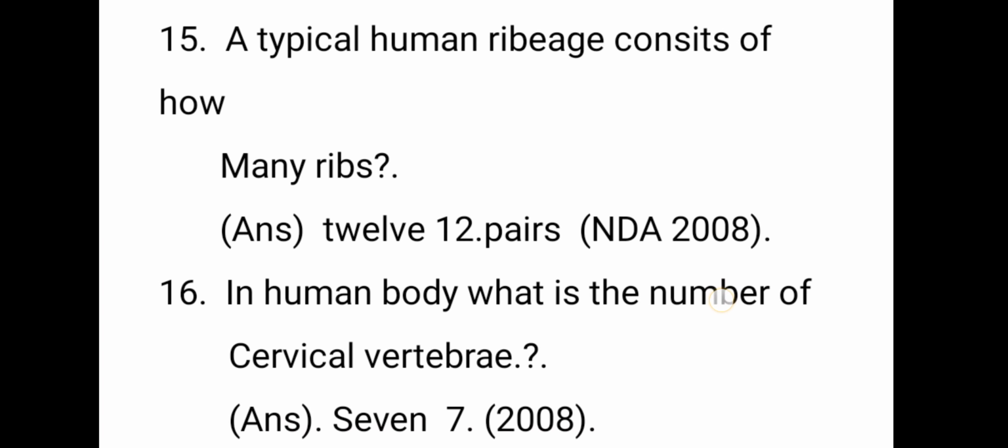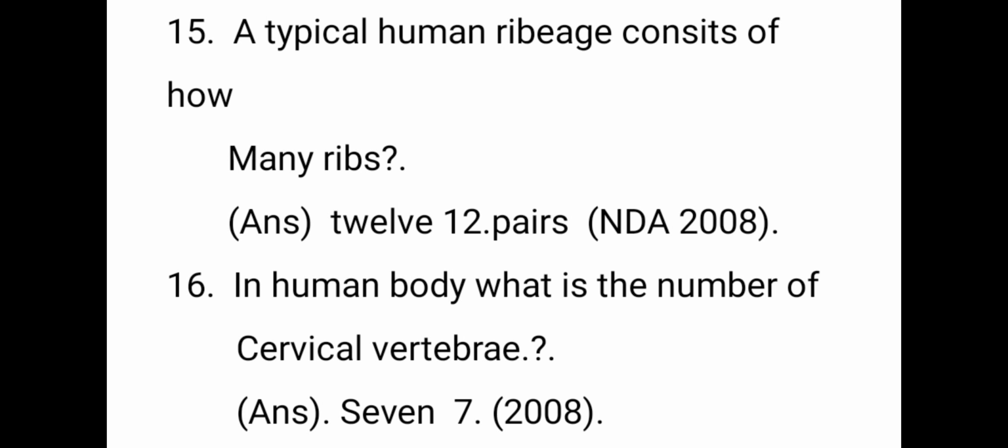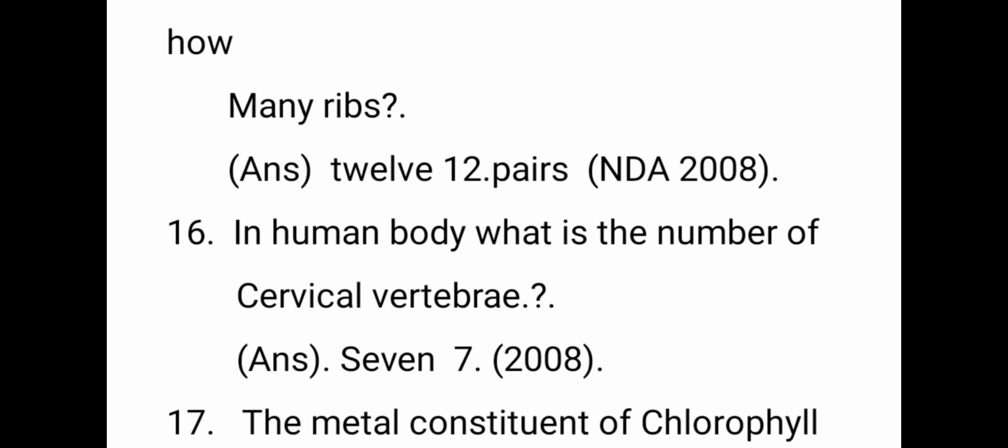Next question. A typical human has how many ribs? 12 pairs, or 24. The rib cage surrounds the lungs and the heart, serving as an important means of bony protection for these vital organs.